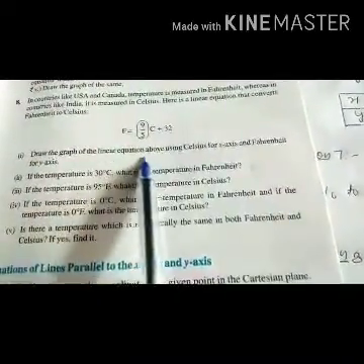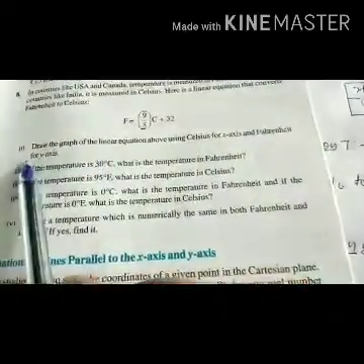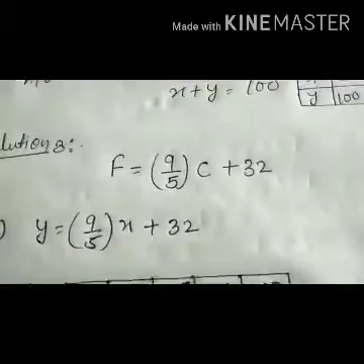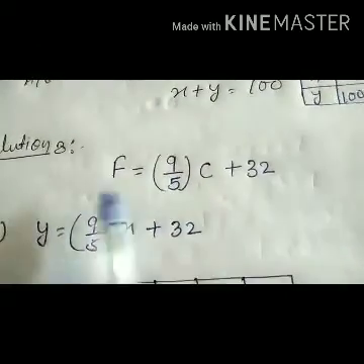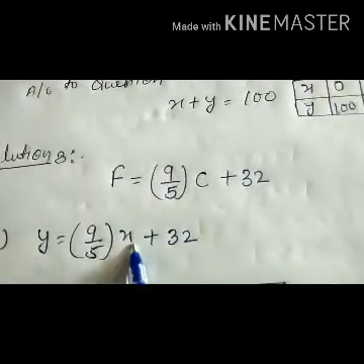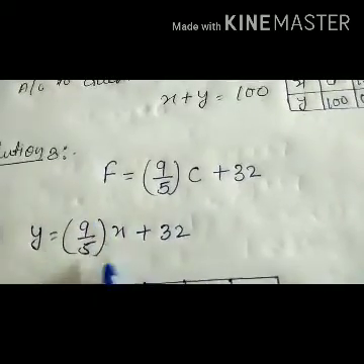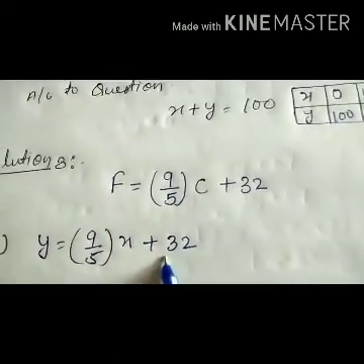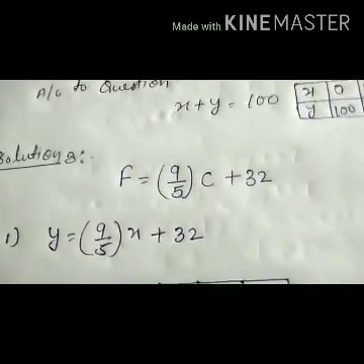Draw the graph of the linear equation above using Celsius for the x-axis and Fahrenheit for the y-axis. Now we are taking F = 9/5 C + 32, and we are taking F as y and C as x. So this is the linear equation in two variables, that is y = 9/5 x + 32. Now we will make a table and find out the values of x and y both.